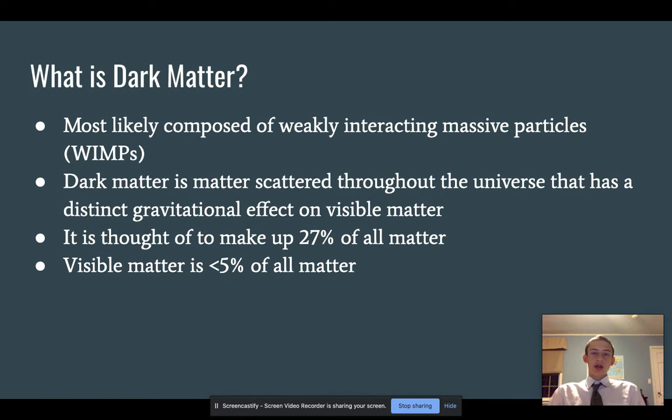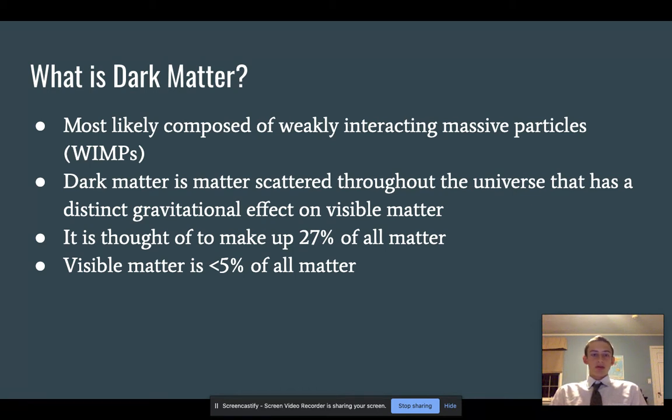We know it's most likely composed of WIMPs, which is weakly interacting massive particles, and that's just the common acronym. What that basically means is that the particles don't really interact very much with regular matter, the matter we see every day, which is kind of self-explanatory by the name. So if I got hit by a massive dark matter particle, I wouldn't realize it. The main way we know they're there is by gravity.